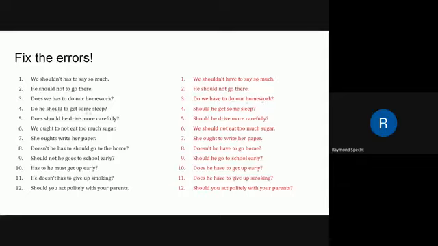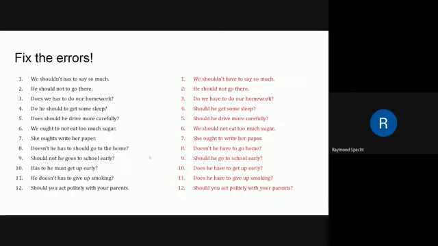Do he should to get some sleep? Should he get some sleep? Does should he drive more carefully? Should he drive more carefully? We ought to not eat too much sugar. We should not eat too much sugar. She ought write her paper. She ought to write her paper. Doesn't he has to go to the home? Doesn't he have to go home?